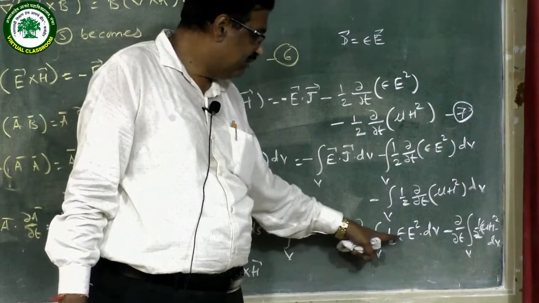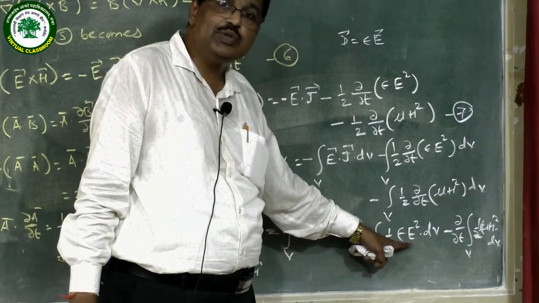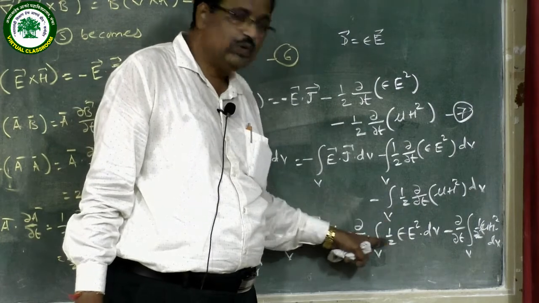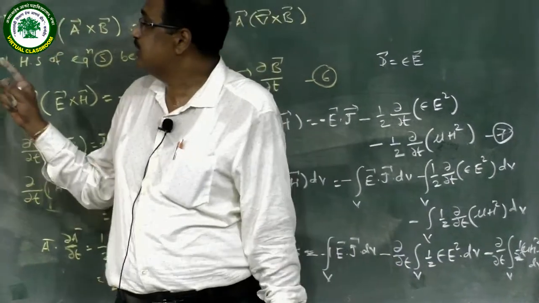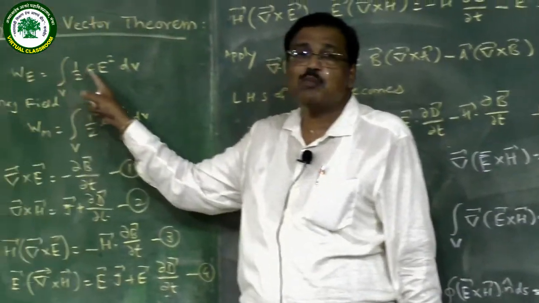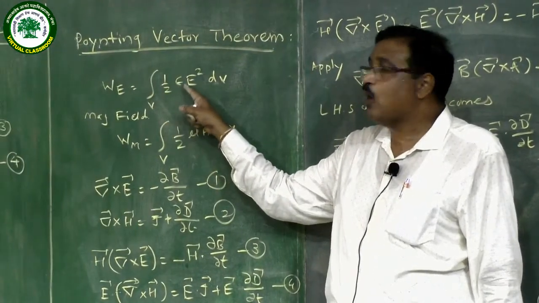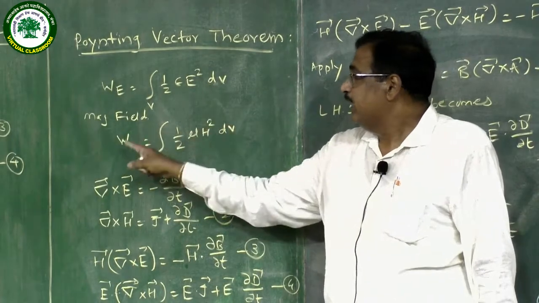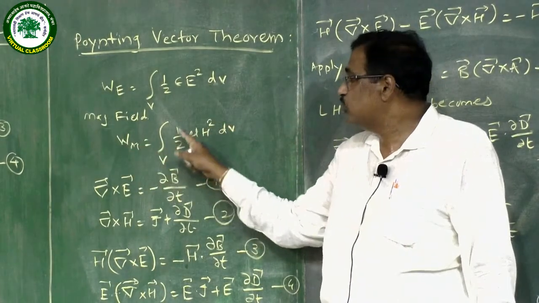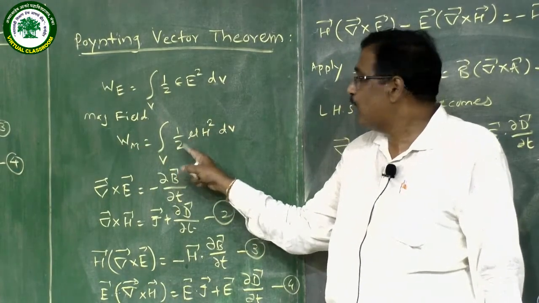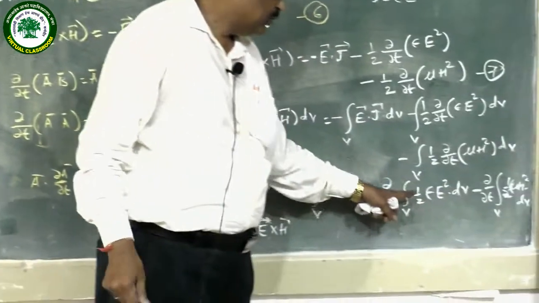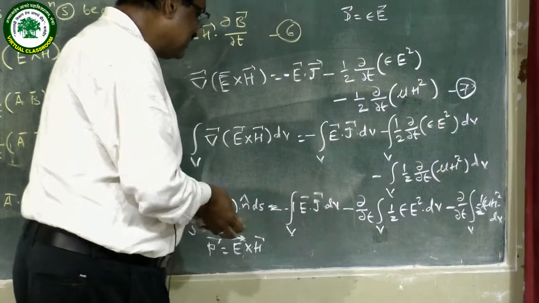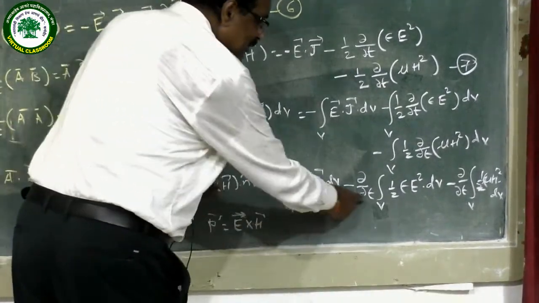Here is the time derivative of 1/2 of epsilon into E square. Already we know that this is the energy stored in the form of electric field, which we already discussed, defined by 1/2 of epsilon into E square. While the energy stored in the form of magnetic field is denoted by integral over V of 1/2 of mu H square into dV. So these are the two terms that arise, with a common term present here, which is minus dou by dou t.